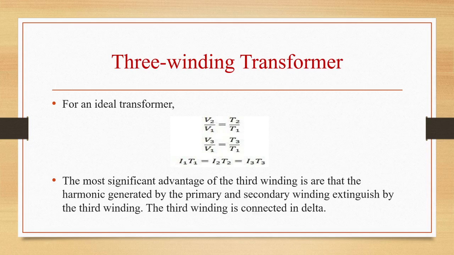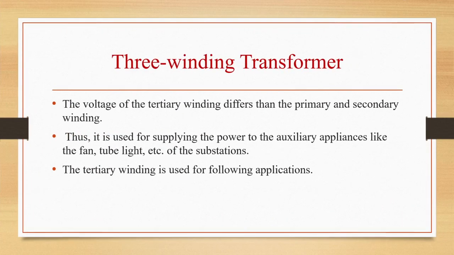Now for an ideal transformer, V2 by V1 is equal to T2 by T1, or V3 by V1 is equal to T3 by T1, because this is a three winding transformer. Now I1 T1 equals I2 T2 equals I3 T3. The most significant advantage of the third winding is that the harmonics generated by the primary and secondary windings are extinguished by the third winding, and the third winding will be connected in delta.